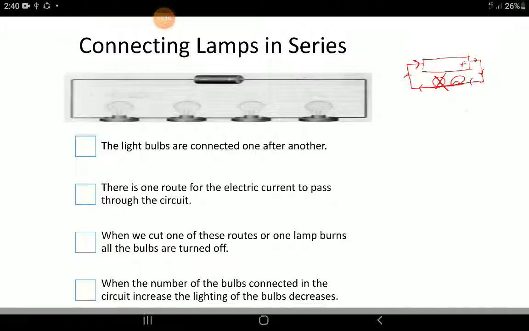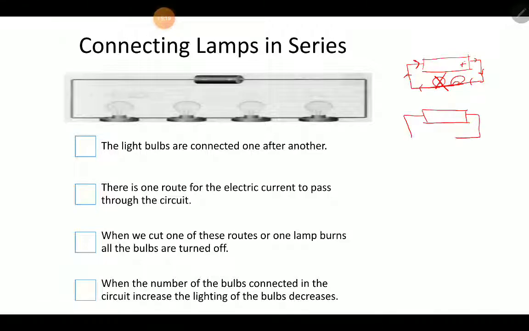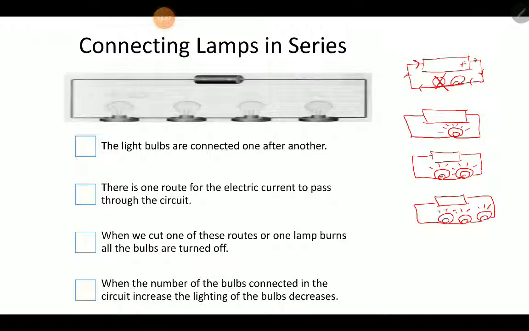For example, if we put one bulb, the light intensity of this bulb is high. By connecting two in one route by series connection, the light intensity decreases. By connecting three, the light intensity decreases more because the electric current is distributed through three light bulbs. So in series connection, by increasing the number of connected light bulbs, the light intensity of the bulbs decreases. And if one of the light bulbs burns, the electric current doesn't flow.